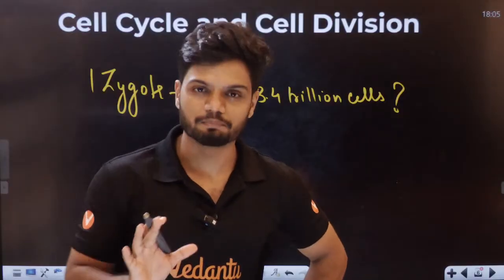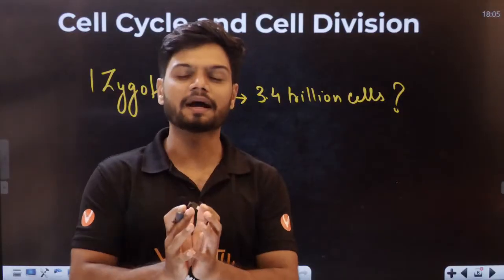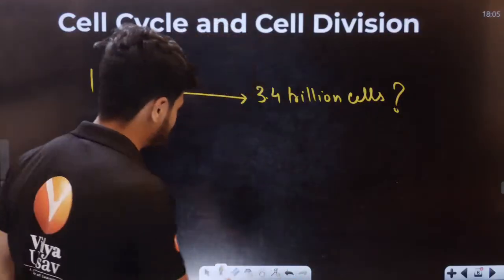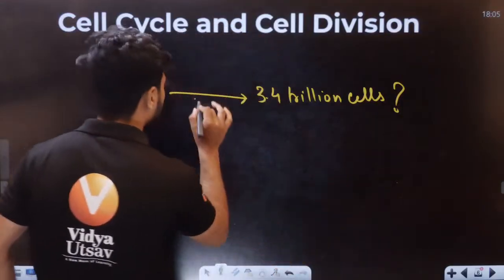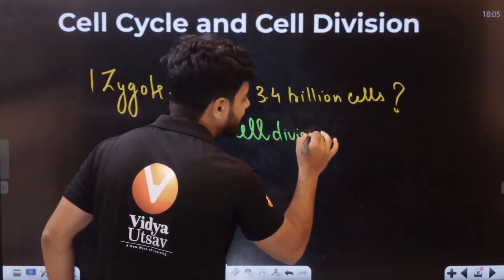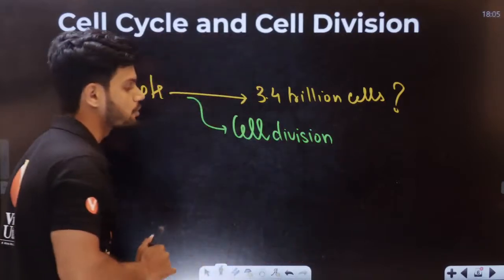Well, the answer is very simple. The secret behind that entire rapid multiplication of cells is called cell division, students. It is called what? Cell division. So that right there is the secret behind the entire process.